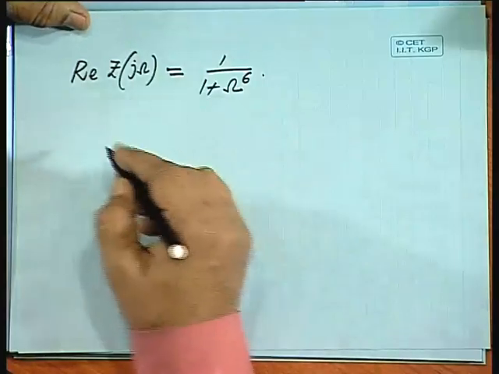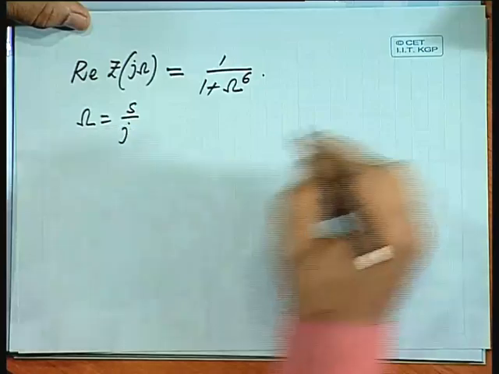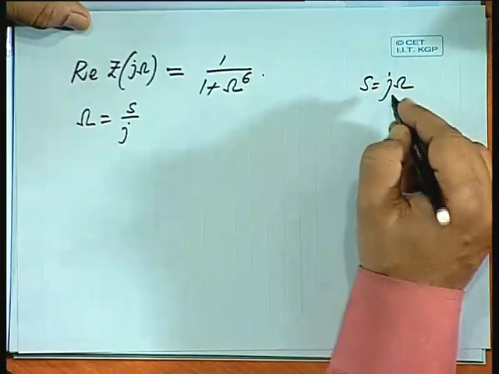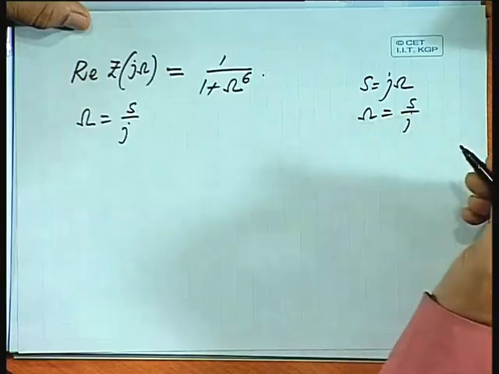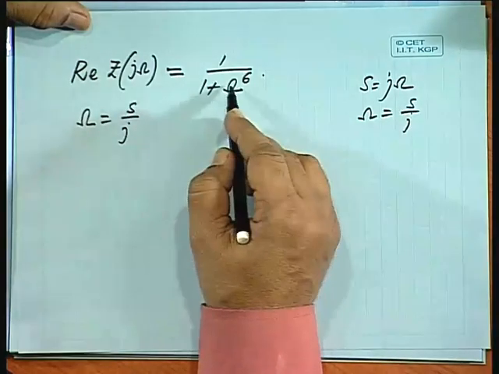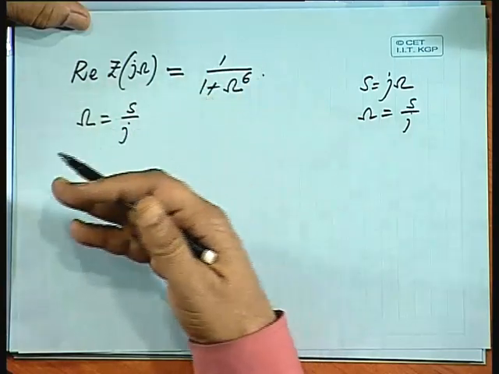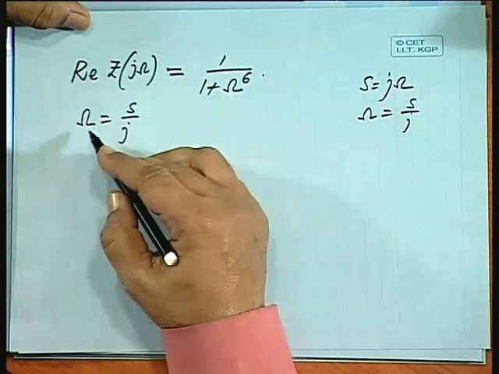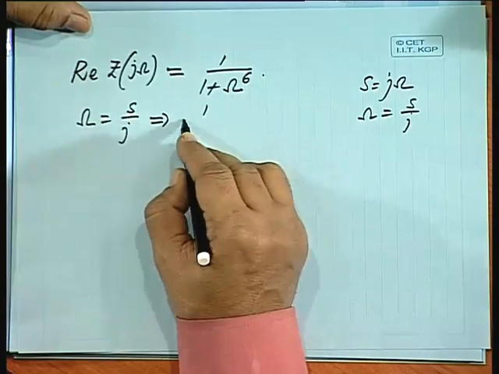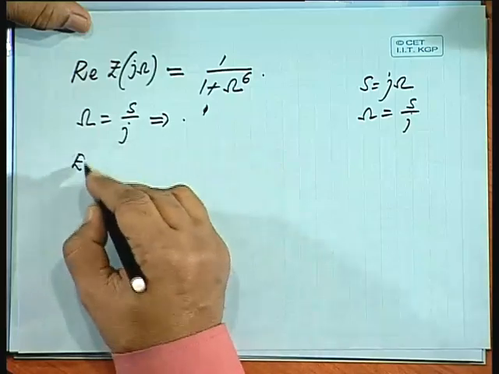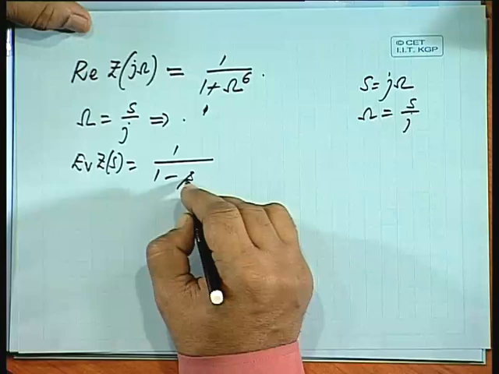Okay. That means, if I put S equal to j omega, the inverse substitution will be omega equal to S by j. So, from the given function in the frequency domain, if I want to get back to the S domain, I will just replace omega by S by j. So, what does it give me? That gives me the even part of Z(s) equal to 1 by 1 minus S to the power 6.